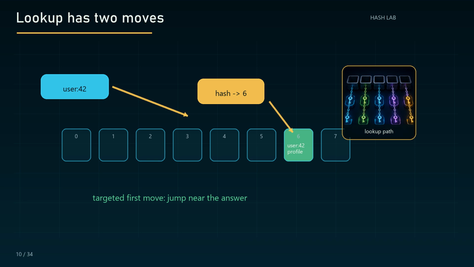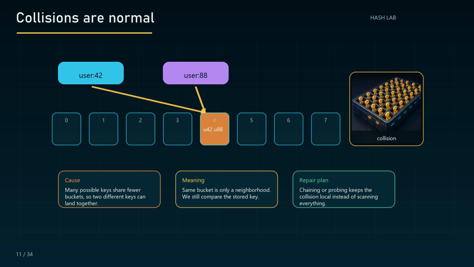So a lookup has 2 moves. First, compute the bucket from the key. Second, verify that the record in that bucket neighborhood has the exact same key. This second check prevents a dangerous mistake: 2 different keys can share a bucket, but they should not be treated as the same record. Several keys can land in the same bucket.